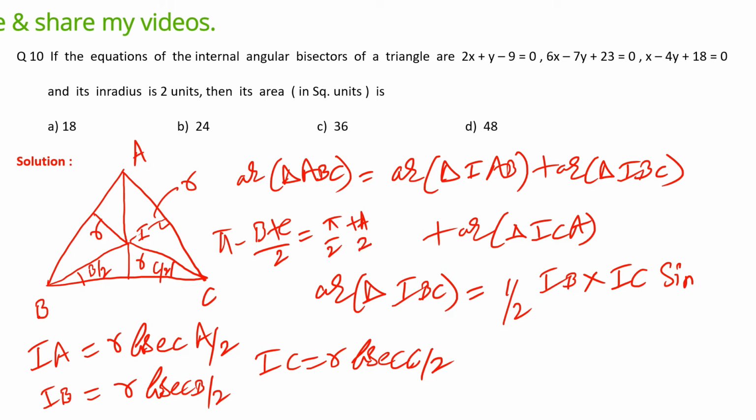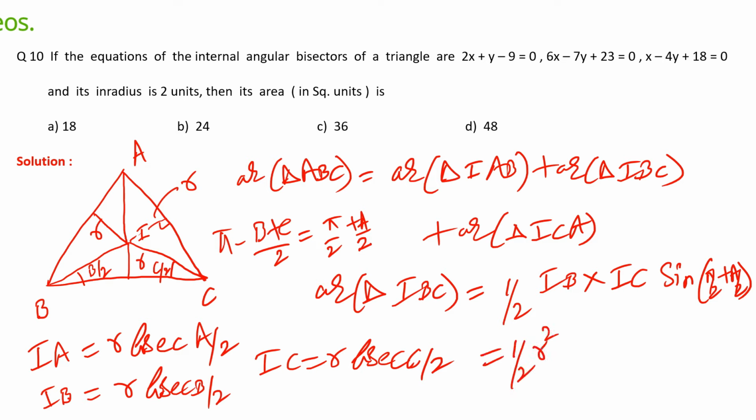Why am I writing like this? Because B plus C is nothing but pi minus A. So when you simplify this expression, you'll be getting pi by 2 plus A by 2. So that means here I can write sine of (pi by 2 plus A by 2). And IB we know is r cosecant B by 2, IC is r cosecant C by 2. So finally it becomes half r square cosecant B by 2 into cosecant C by 2 into cos of A by 2. Why am I writing cos of A by 2? Because sine of 90 plus theta is nothing but cos theta.